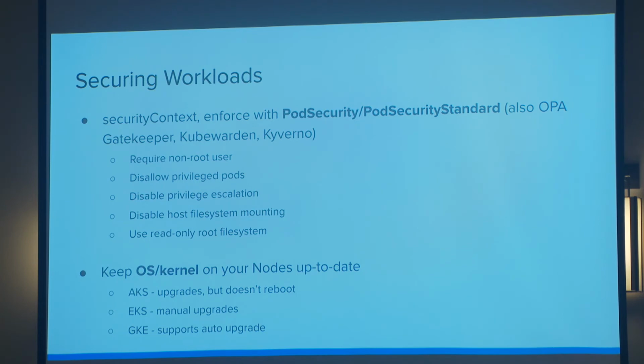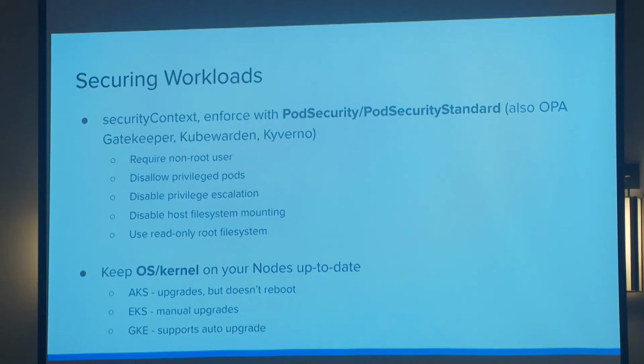Disable privilege escalation, so that basically breaking all the setuid type binaries to basically get root access within the container. Disable host file system mounting. That's generally a bad idea because workloads are dynamic. You don't know when it's gonna die, where it's gonna be restarted, and so relying on host file system is not a good idea anyways. And use a read-only root file system.